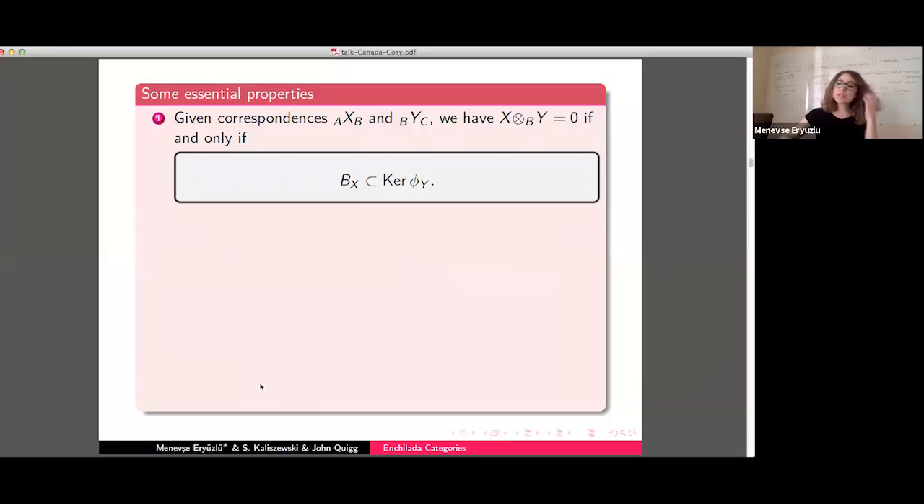Now, of course, there are many properties that we needed to investigate in the Enchilada category in order to work with it. But because of time, of course, I cannot go through all of it. I just picked a couple of them that we are using the most. The first one tells us what it means in the Enchilada category to have two morphisms whose composition is 0. That happens if and only if Bx is contained in the kernel of phi y.